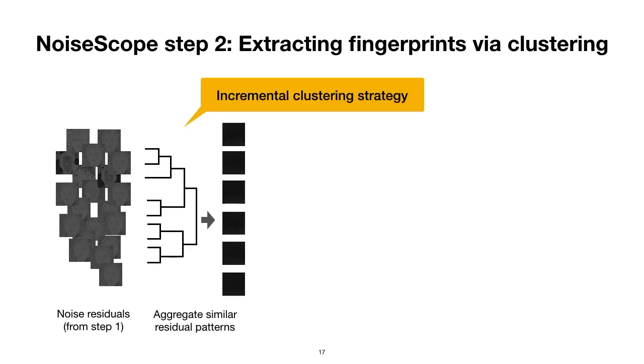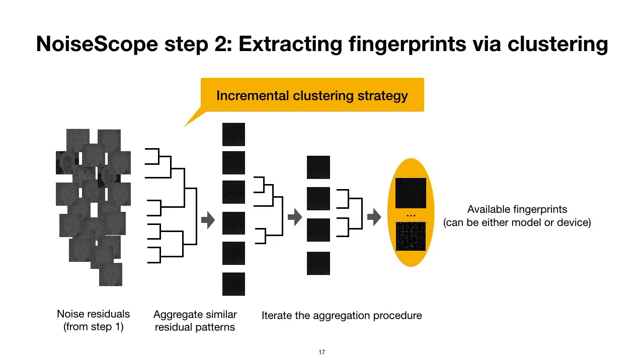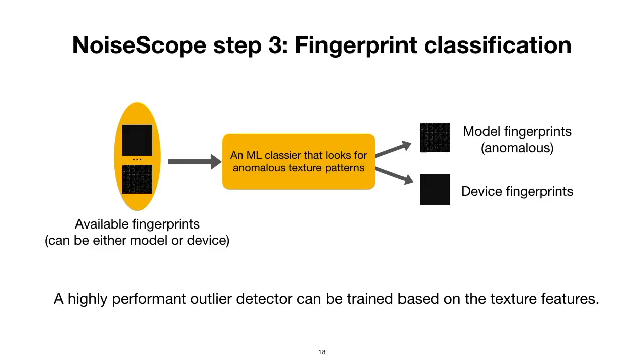To address this challenge, we propose an incremental clustering strategy to group residues. Successive steps will merge the clusters based on correlations between the clusters' fingerprints, which are simply the average of the cluster members. The clustering process stops when no more clusters can be merged based on a correlation threshold. We thus end up with a collection of fingerprints. These fingerprints can belong to a model or a device, so our next step is to identify that.